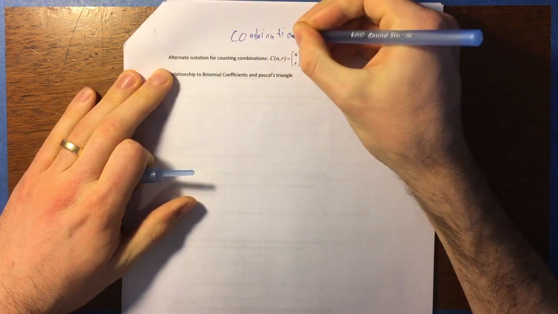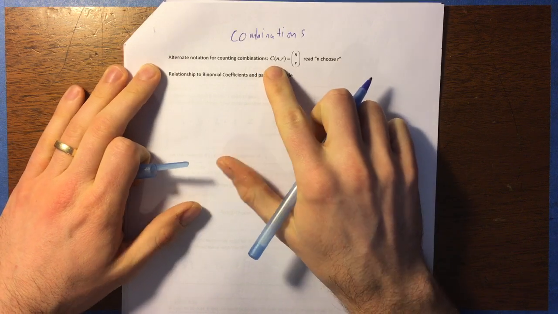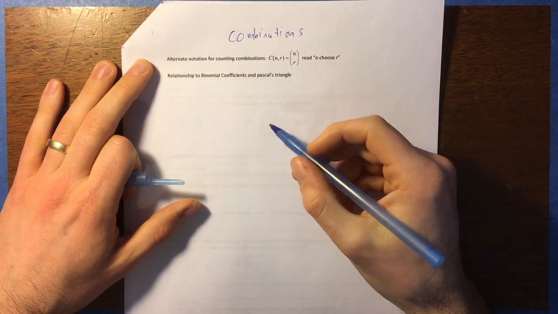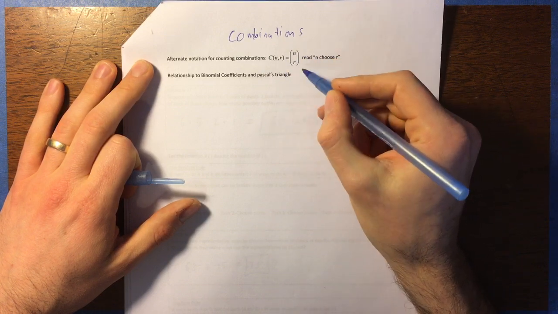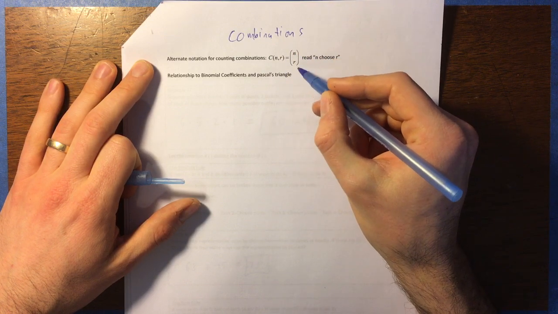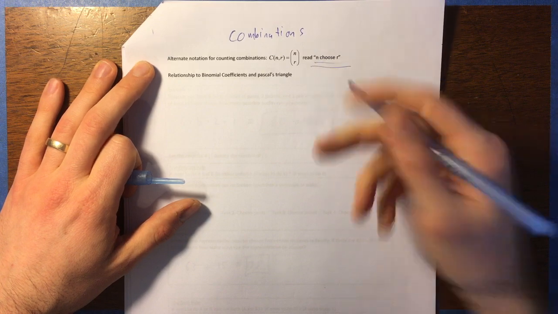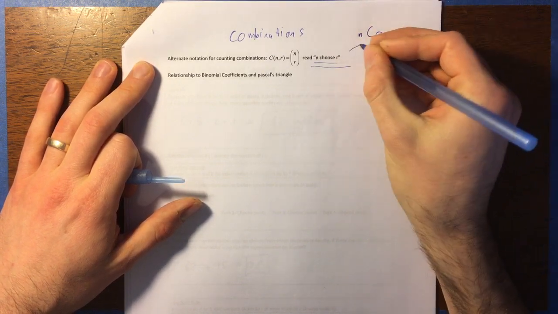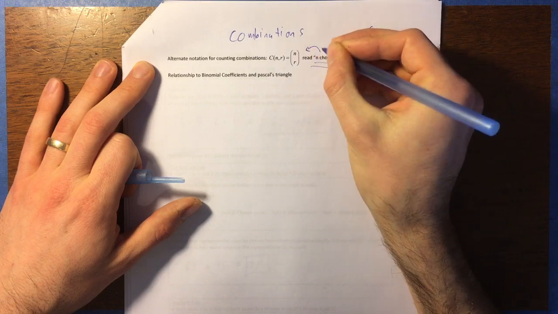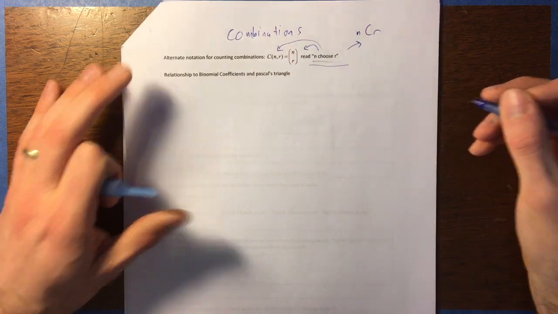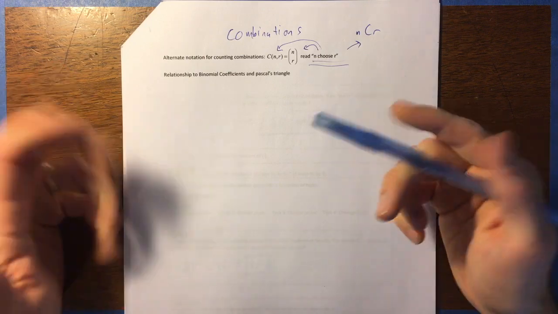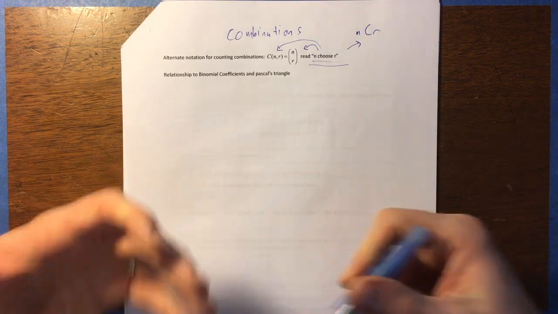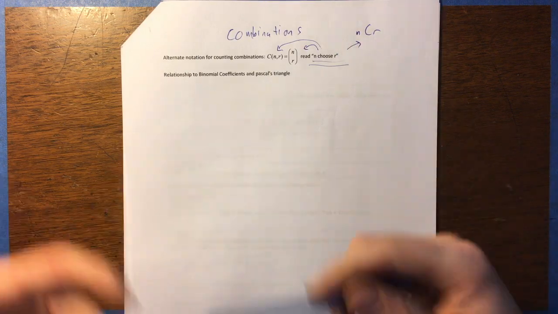There's an alternate notation for C(n, r), the number of r combinations selected from n objects. You could write it with parentheses, putting n on top and r on the bottom, and you usually read this as "n choose r." If you write nCr, that can be read as "n choose r" as well. All of these could be read as n choose r, because a nice way to think about this is as the number of different ways of choosing r objects from a set of n objects, right?